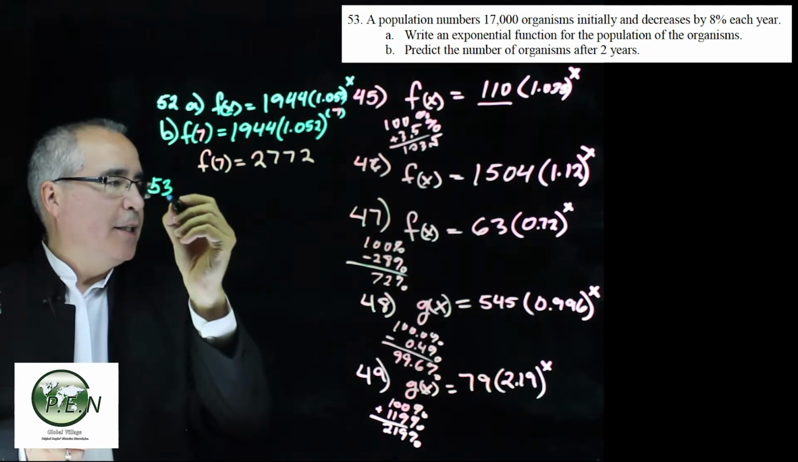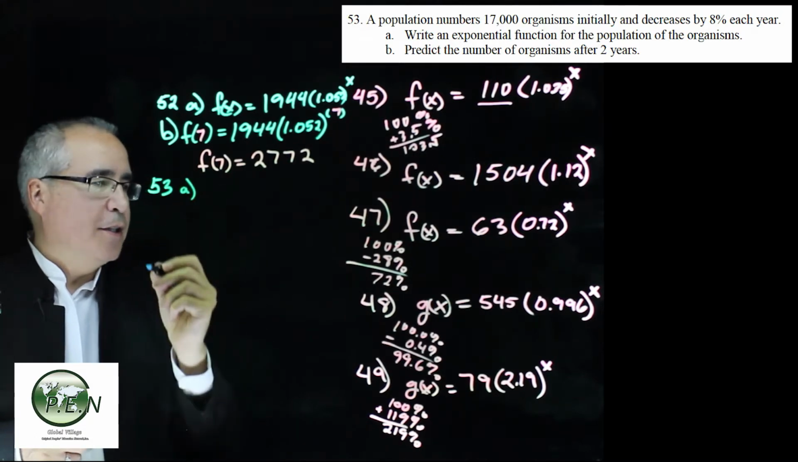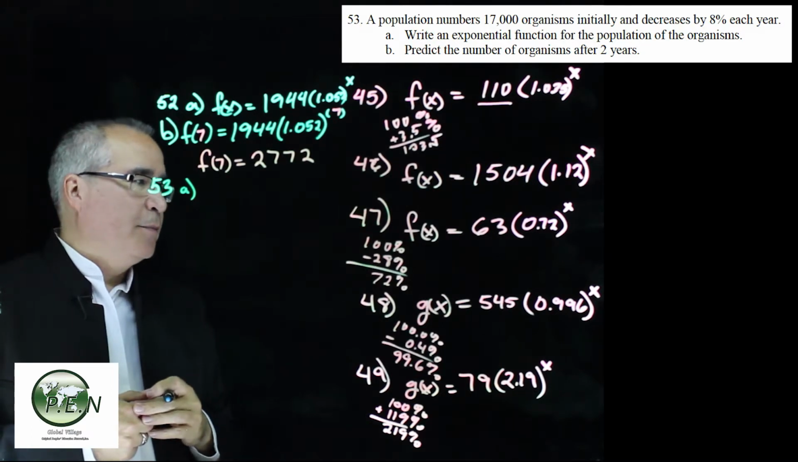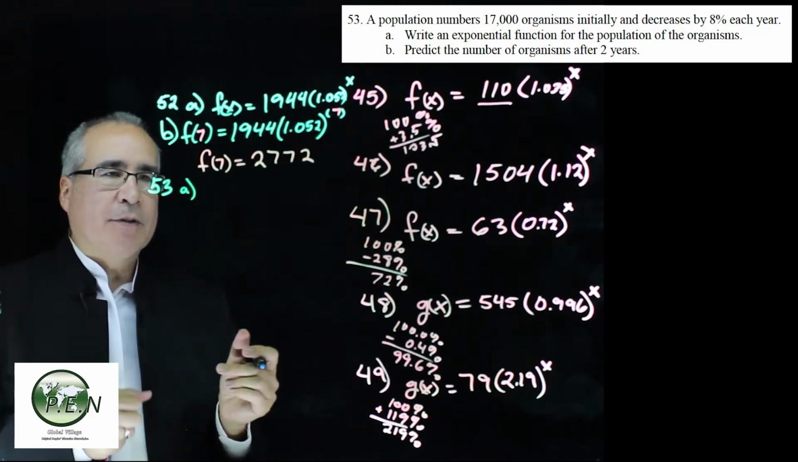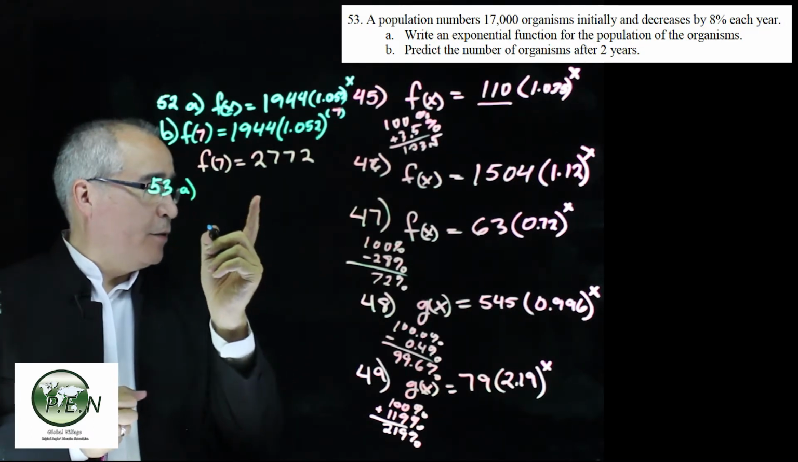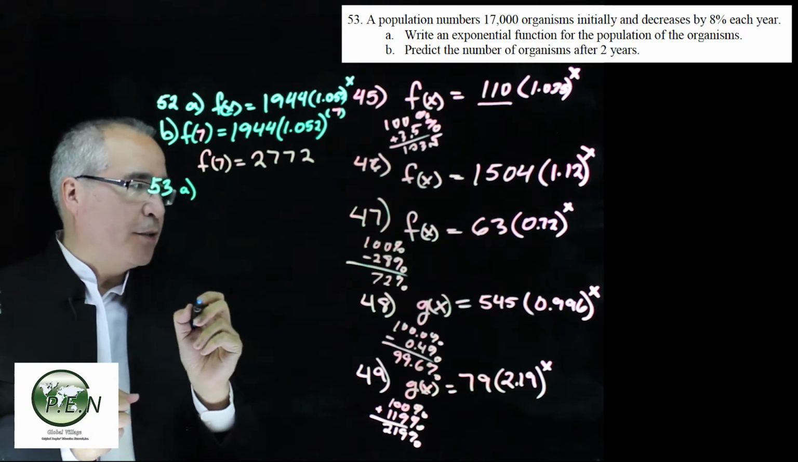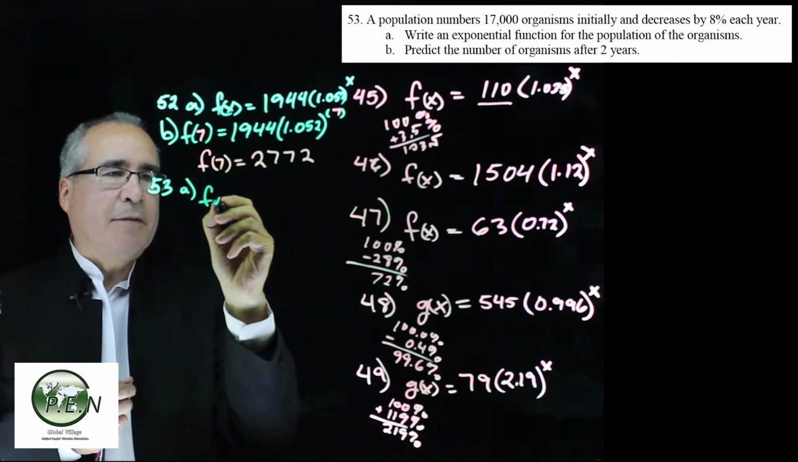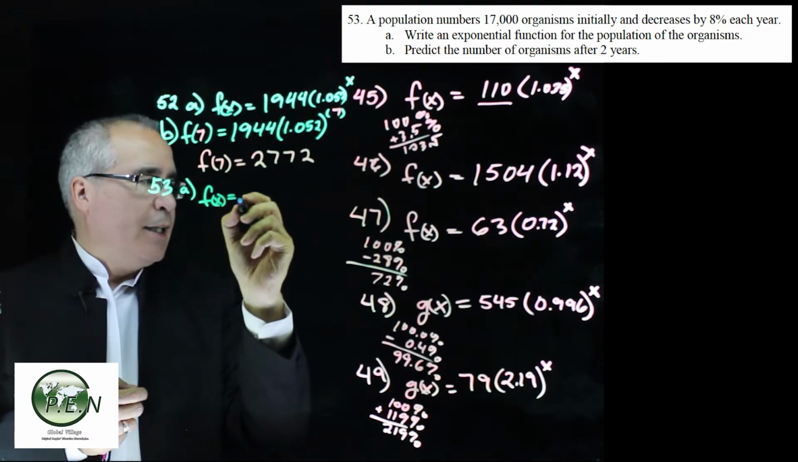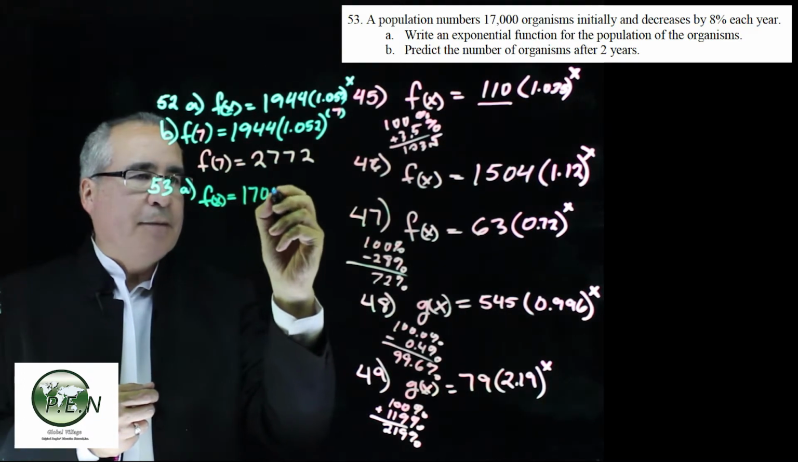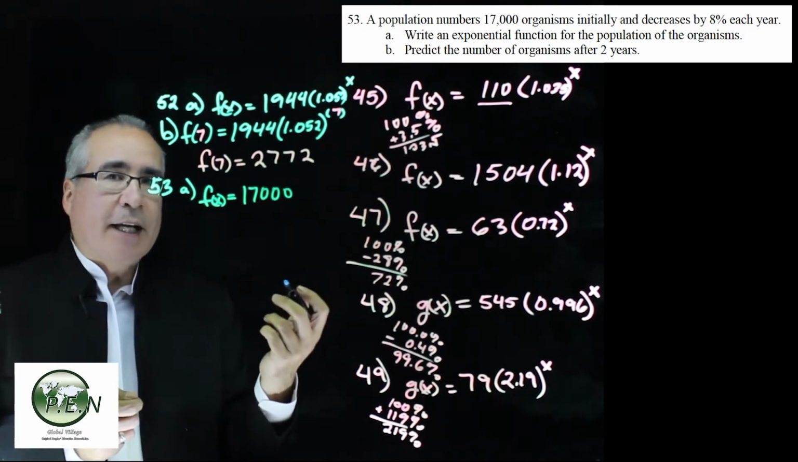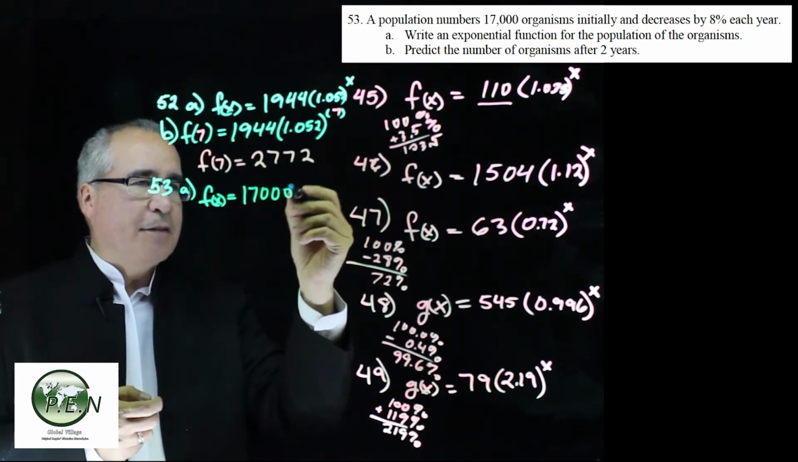.53. The a part is to write the function. So we start off this time with 17,000 organisms, and we're increasing by 8% a year. Decrease. Important words to look for, decreasing by 8%. So what's that going to look like? That's going to be f of x. We start off with 17,000, and notice I won't put the commas there because you don't use those with a calculator. Don't put commas on your calculators.